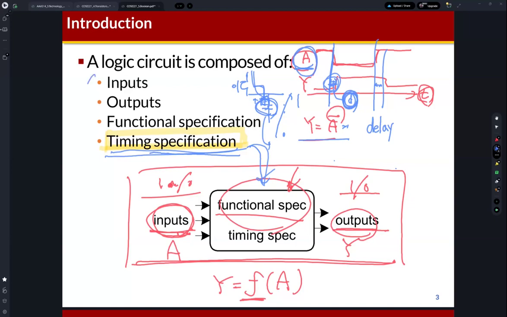I believe you can easily understand the input values, output values, and functional specification. But for this system, this hardware, we also need to consider timing specification, like the delay from input to output.